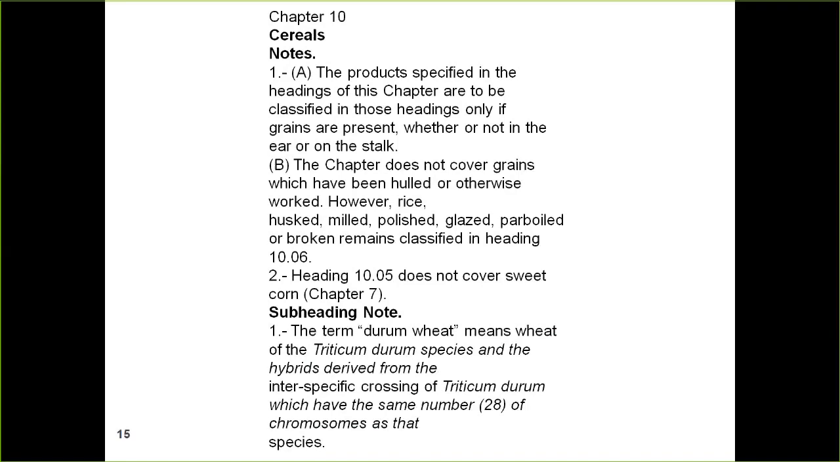But it tells me in B that the chapter does not cover grains which have been hulled or otherwise worked. However, rice, which is husked, milled, polished, glazed, parboiled, or broken, remains classified in heading 10.06. So notwithstanding the fact that the chapter does not cover cereals unless they are in grain form, it tells me that rice, which has been husked, milled, parboiled, or broken, is classified in the chapter. In fact, rice is under heading 10.06. And it tells me also that heading 10.05 does not cover sweet corn. So even if the sweet corn may be in grain form, it is not covered under chapter 10. That would be covered in chapter 7.